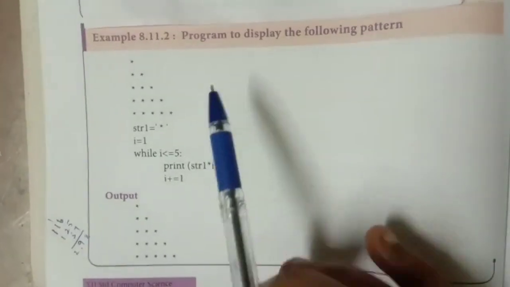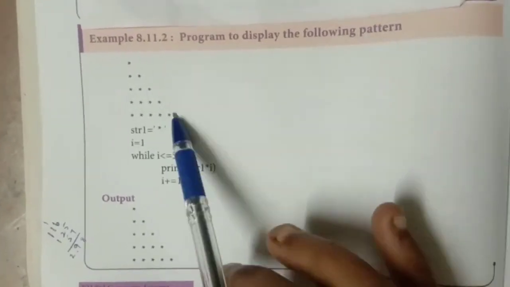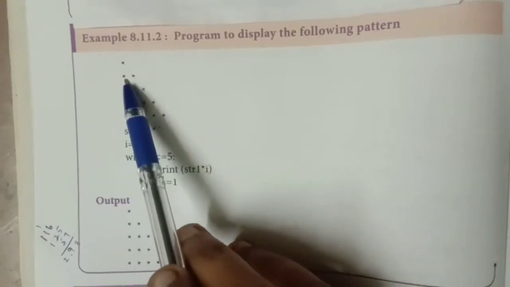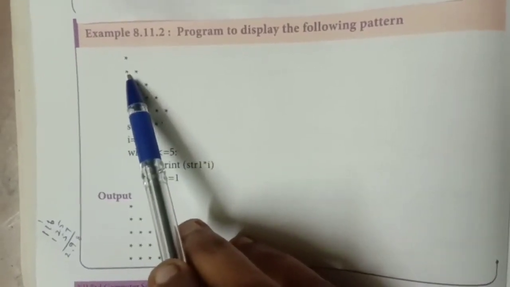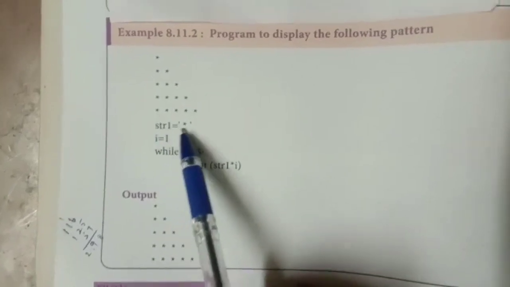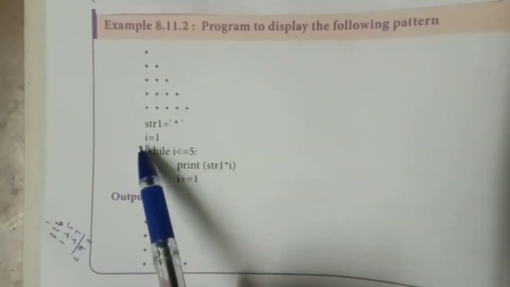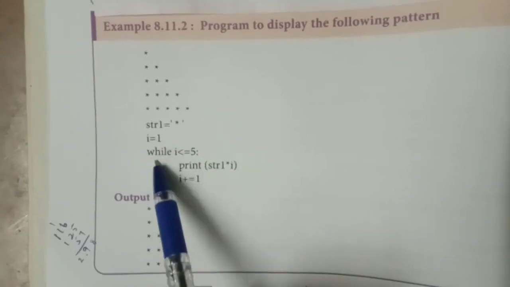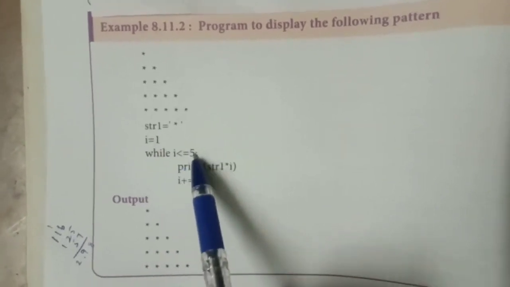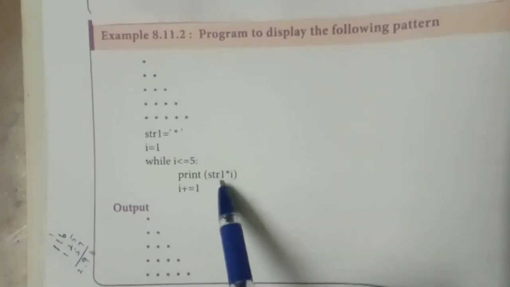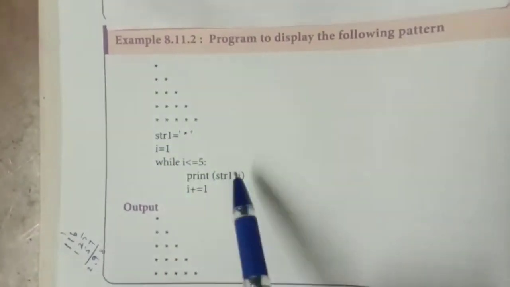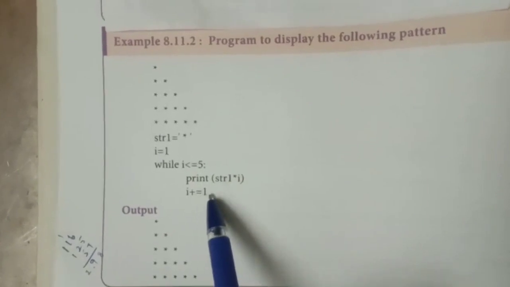Next program is to display the following pattern. Now each asterisk, this is a special symbol, which is also called a character. String1, they are giving it as asterisk. I is equal to 1, the index value starts from 1. While I is less than or equal to 5, it has to print the asterisk I times. I plus equal to 1.